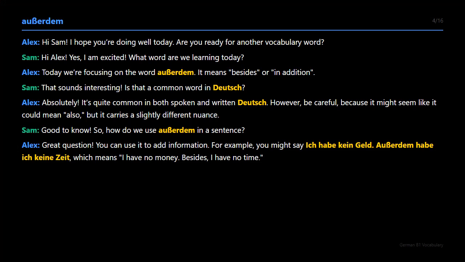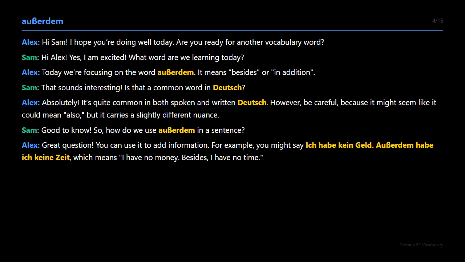Good to know. So, how do we use außerdem in a sentence? Great question. You can use it to add information. For example, you might say, Ich habe kein Geld. Außerdem habe ich keine Zeit. Which means I have no money. Besides, I have no time.